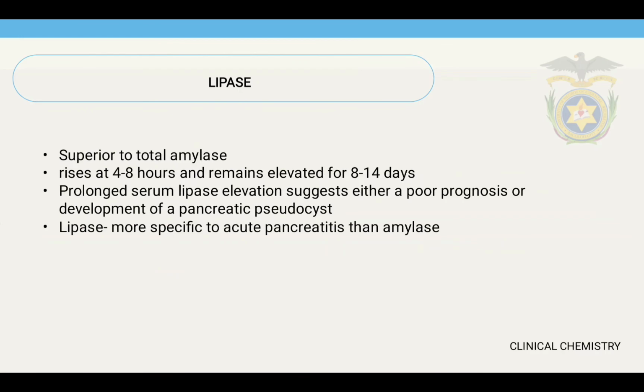Your lipase is superior to your total amylase and rises at around 4 to 8 hours and remains elevated for 8 to 14 days. This is also one of the benefits of your lipase, that it rises far earlier and remains elevated far longer when compared to your amylase. Prolonged serum lipase elevation suggests either a poor prognosis or development of pancreatic pseudocyst. Lipase is more specific to acute pancreatitis than amylase.